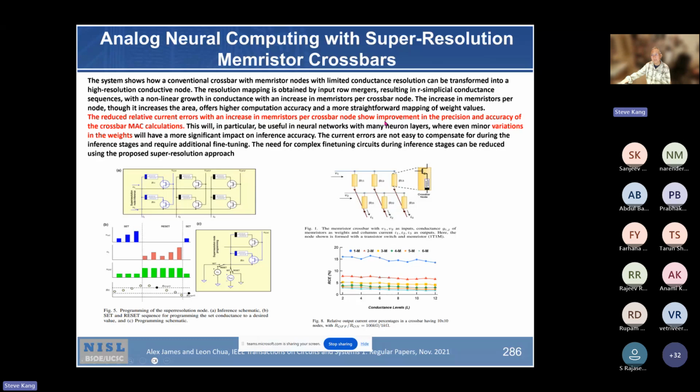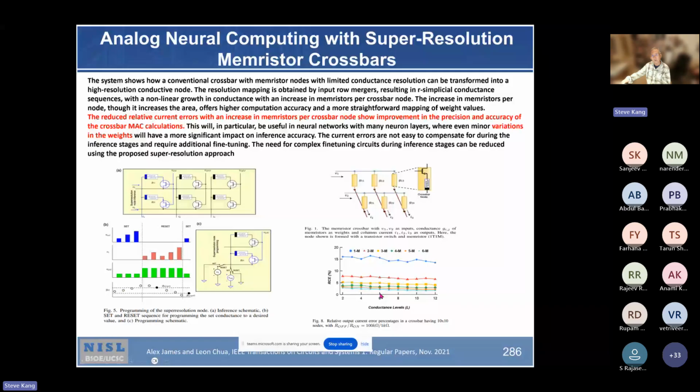They show improvement in the precision and accuracy of crossbar MAC operations. So yeah, you pay for it. You increase the number of memristors, but you reduce the error. This shows the one memristor scenario, 1M, right? The error can be 15%. If you use 2, the error can be reduced to below 10%. If you use 3, 5%. 4, maybe 4%. And then if you use 6, it falls down to about 2.5%, and so on.